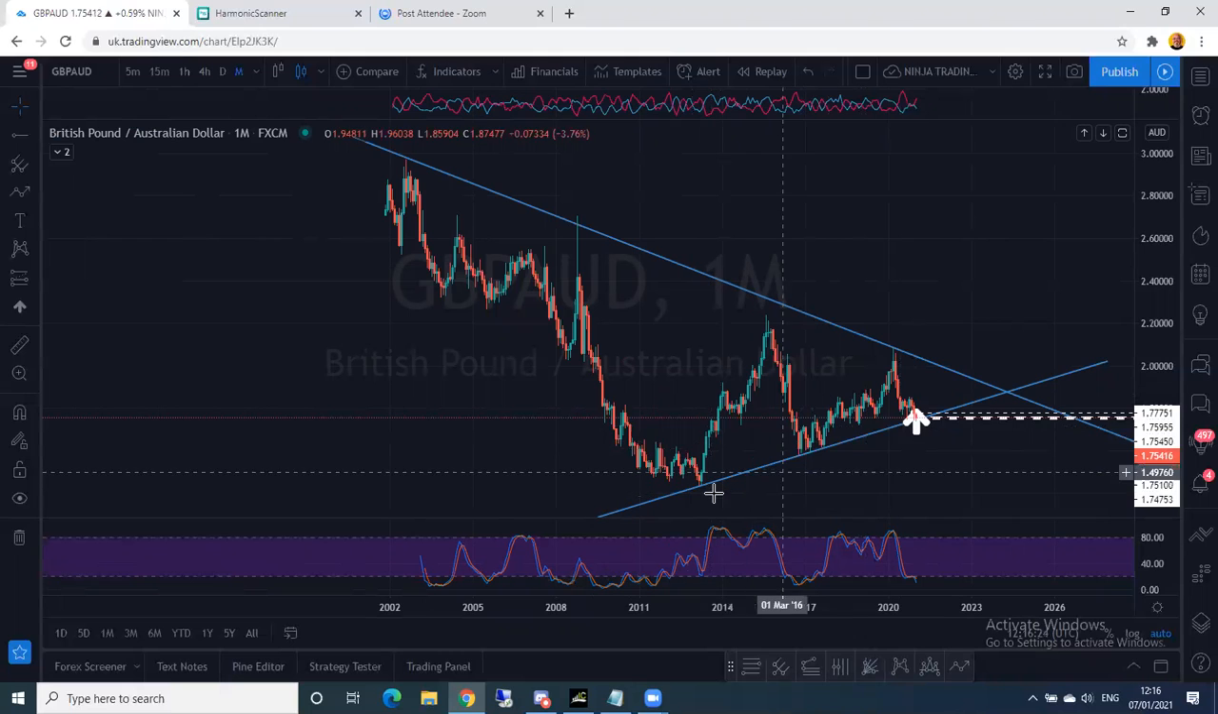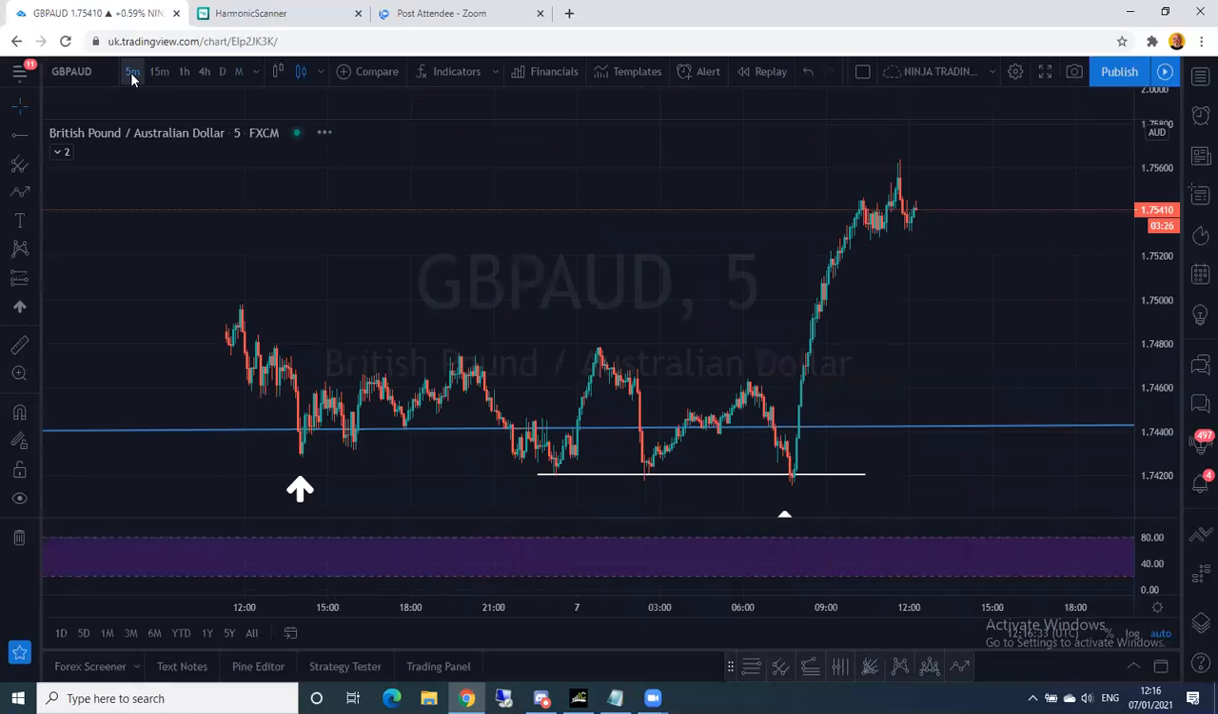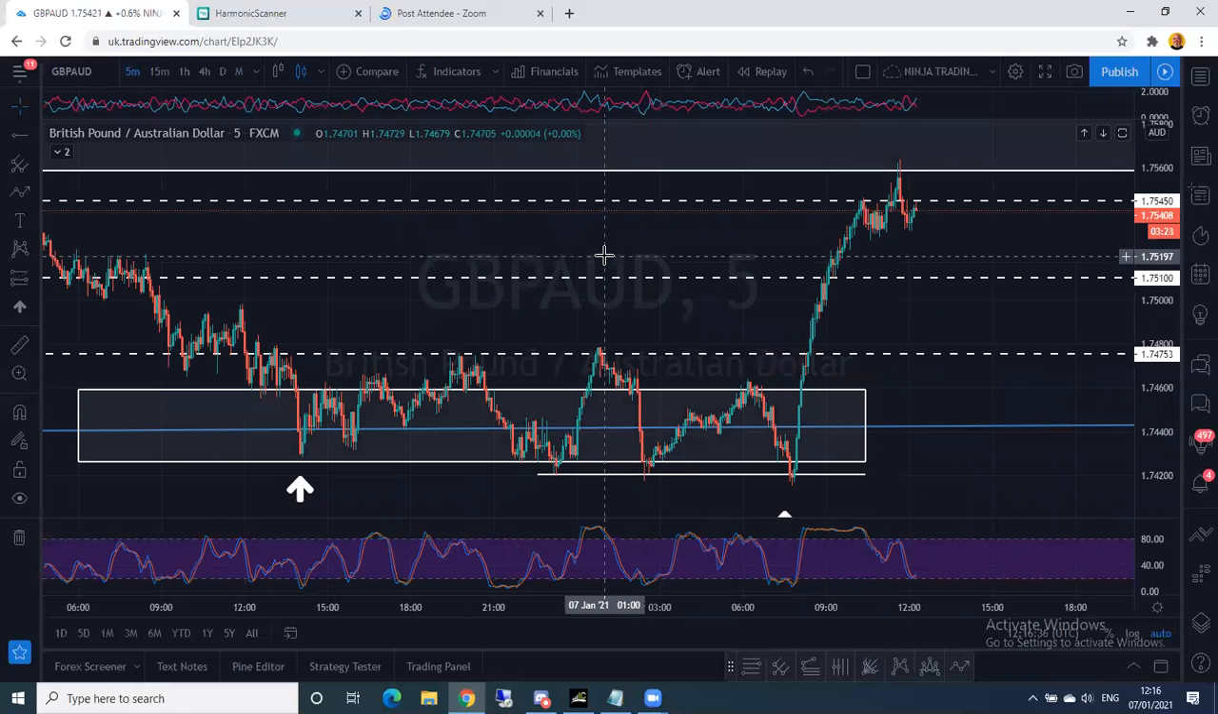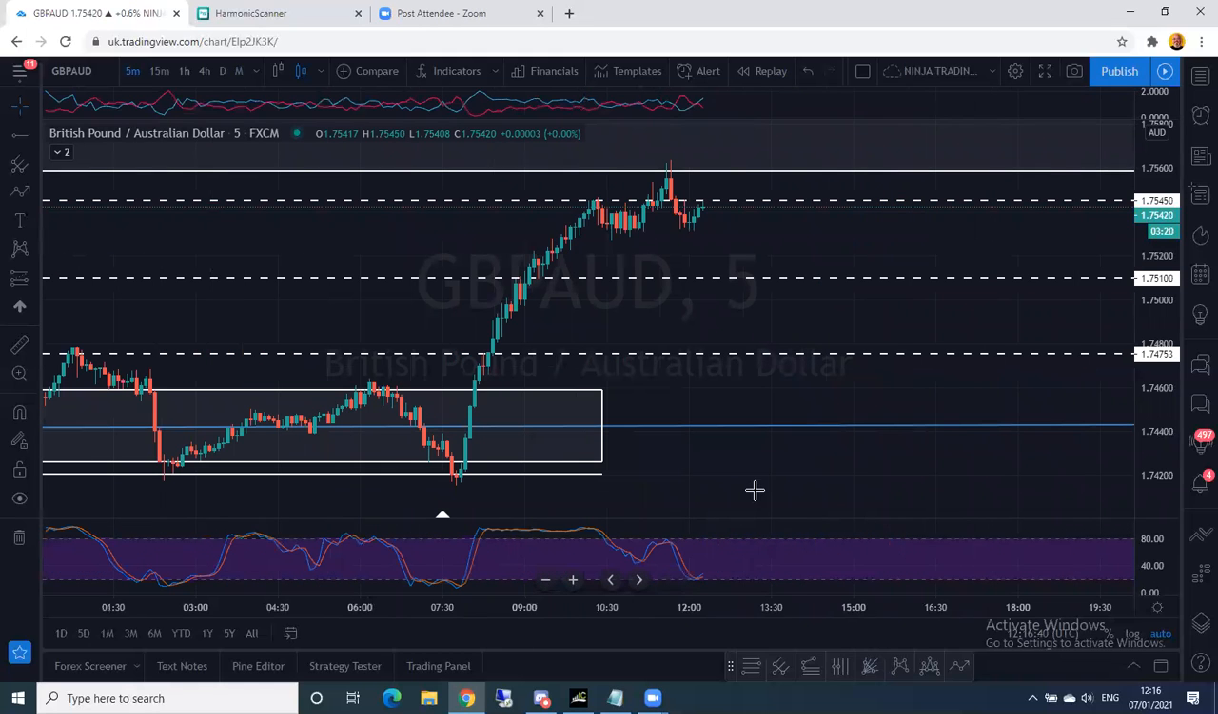So I pointed out that we're getting close here to this supporting upward trend line. I normally look at the 5-minute time frame, and you may think, what on earth is going on here? Let me just reset the chart quickly so it's in a better position. There we go.